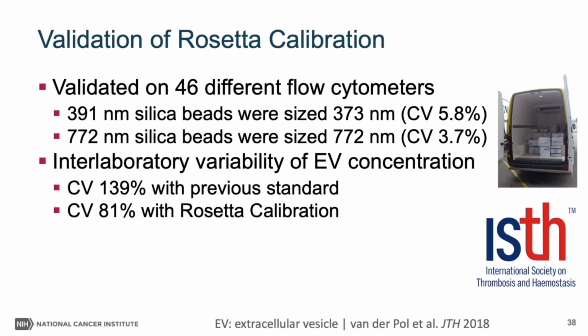In addition, we investigated the variability of the measured EV concentration using different approaches. We found a CV of 139% with the previous standard, which was based on a gate of polystyrene beads. By expressing the concentration of EVs within a calibrated size range, Rosetta Calibration reduced the CV to 81%.